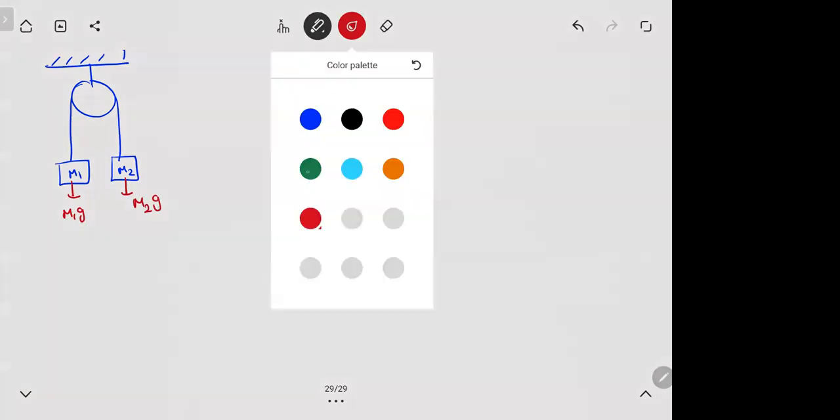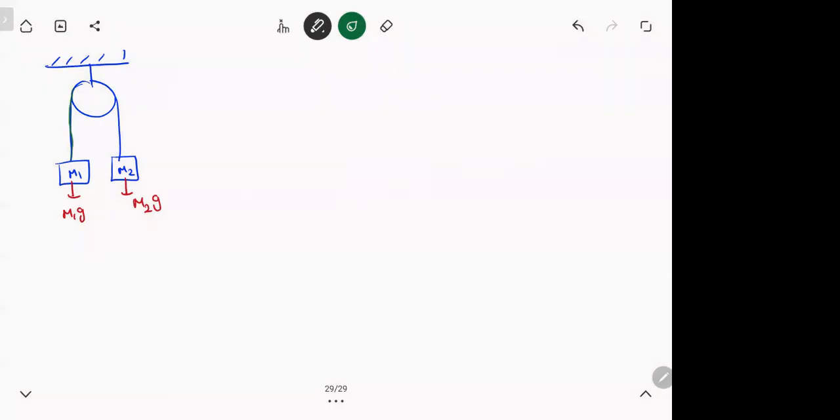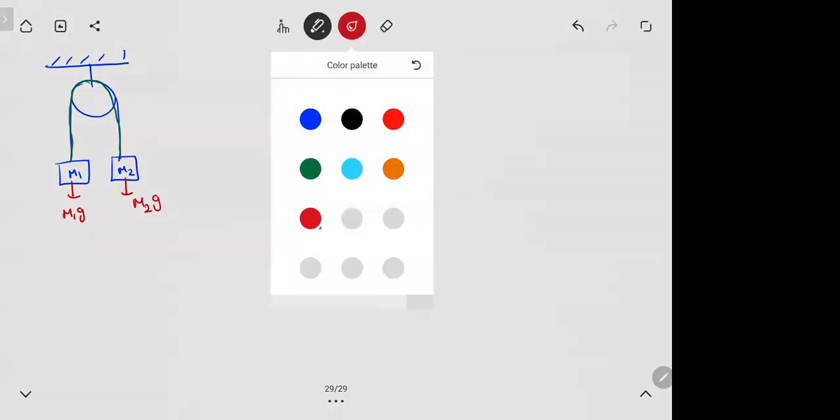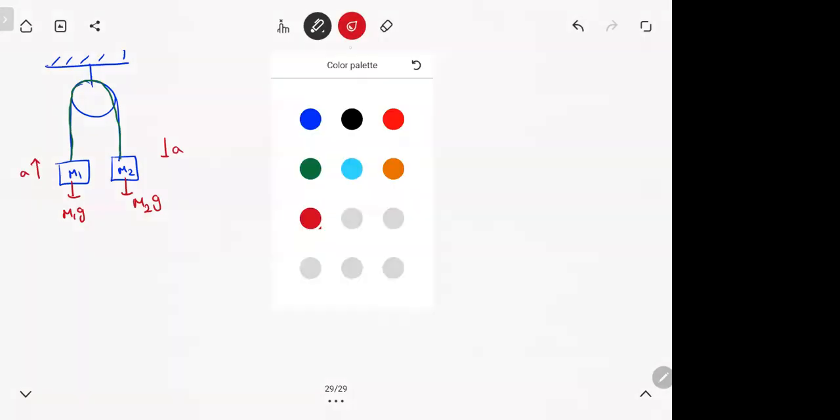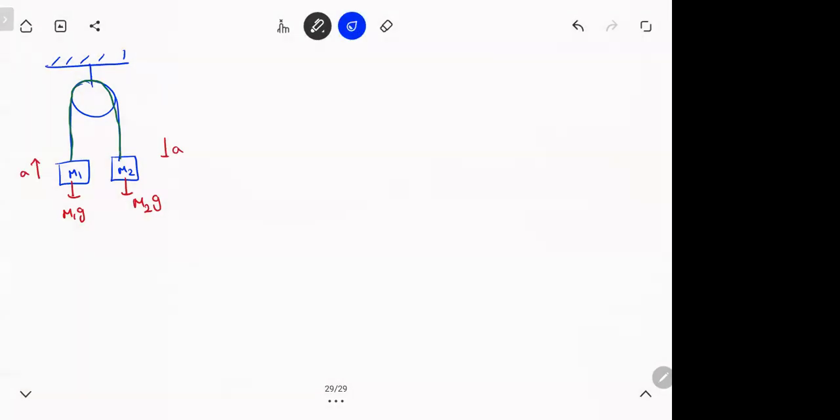So here what I will do, I will treat this as my X axis. What does it mean exactly? I'll show you. Let's say this is going up with A, this is coming down with A. Just make this thing straight, okay? Meaning lift the blocks up. Then this is how it looks. And what are the forces? M2G, M1G, acceleration, acceleration. Does this make sense?